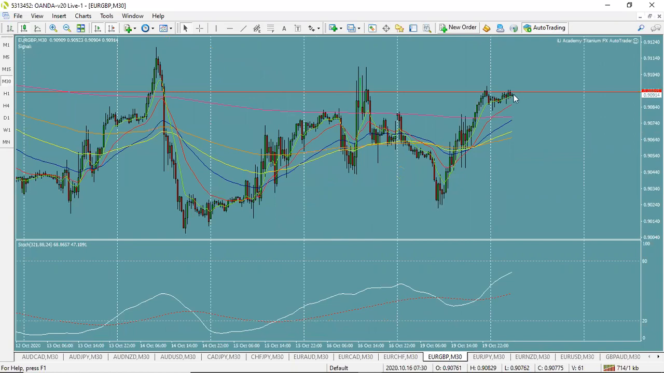Euro pound, we have rate above the 720. We've got our full trend going on here, but we don't have mature trend because some of the moving averages are still below the 720. So we're going to see what happens here. Every time we get excited about that kind of situation, it doesn't work out. It kind of falls back.